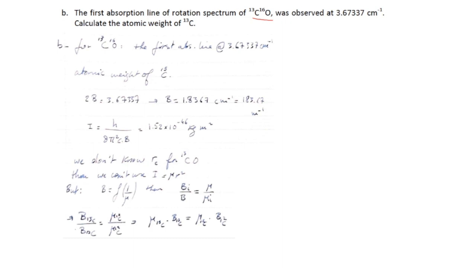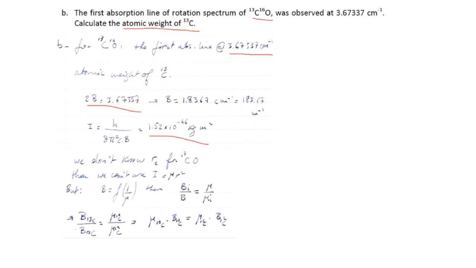Okay, so let's see how we are analyzing it. So the first line is at this value. Obviously, it's the same idea. So 2B equals this value. We get B. We put it in I, we get I. However, if you want to calculate the atomic weight of C13, we need to find mu. But to find mu, and we have I, we need R for the C13O. We don't have it, and we can't calculate it because we suppose that we don't know mu for C13.